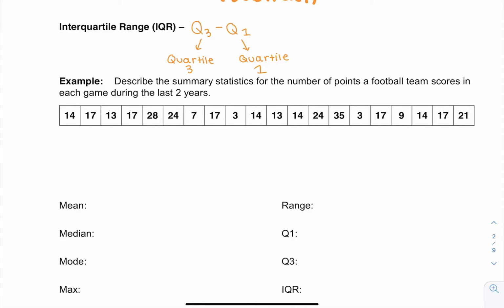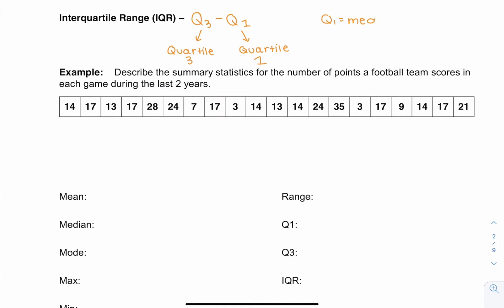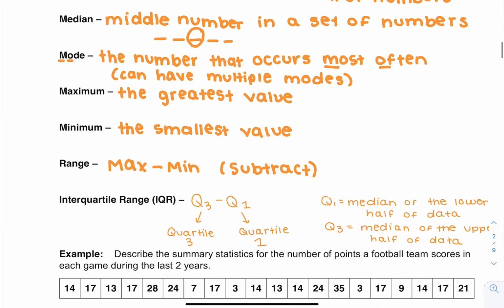So what are those? Q1 is the median of the lower half of data, and Q3 is the median of the upper half of data. Which means that the median is actually kind of like our Q2.